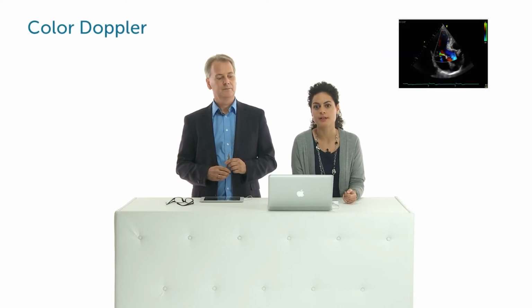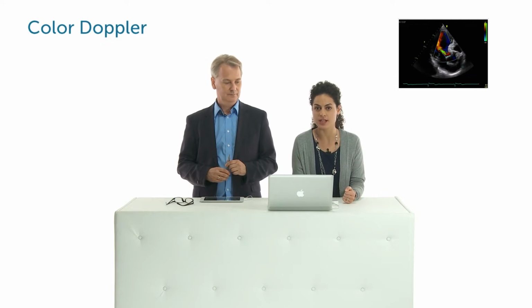And how do we detect AR? Well, again, with color Doppler. Like we do with mitral regurgitation, we have also a jet, but here it is originating from the aorta and goes through the aortic valve into the left ventricle.